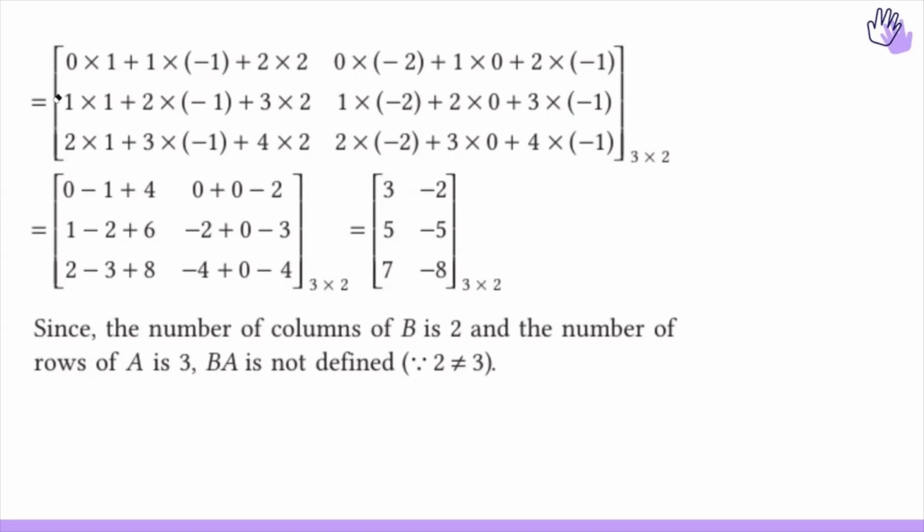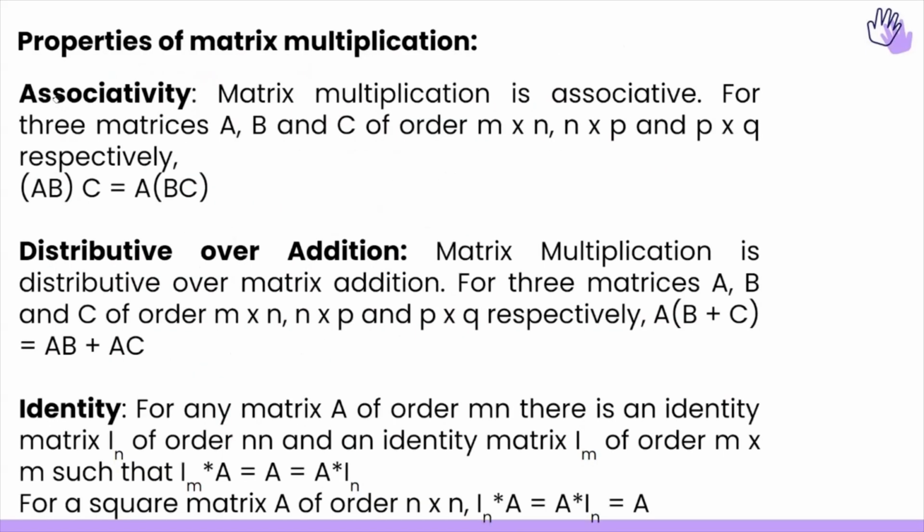Going to the next slide. So some properties of matrix multiplication. Associativity, that's the first property. Matrix multiplication is associative. So for three matrices A, B, C of order M by N, N by P, and P by Q respectively, we can say that AB times C will be equal to A times BC. AB is a product of the matrices A and B, and if you multiply the final product with C, you will have the same matrix as if you multiply the matrix A with the product BC.